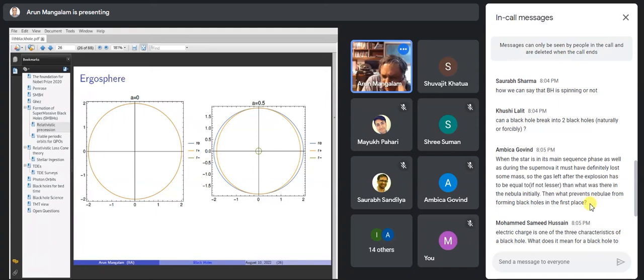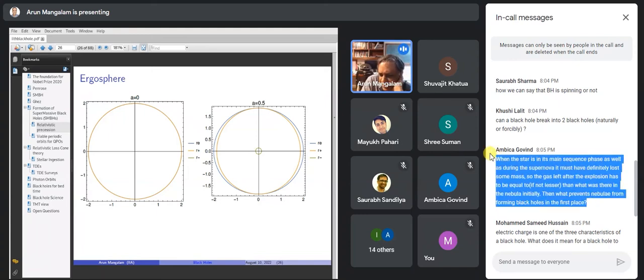Okay, let me see. When the star is in the main sequence phase, as well as during the supernova, it must definitely have lost some mass. So the gas left after the explosion equals what was there in the nebula, and what prevents nebulae from forming back in the first place?